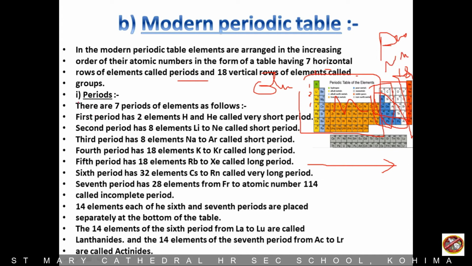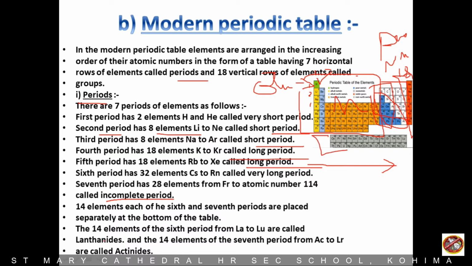Now next, in your period, what is it? I've told you guys that the first period is called the shortest period, a very short period. Why? Because you have only hydrogen and helium. Second period has 8 elements, lithium to neon, called short period. After that, another short period, then long period, longest period, and lastly your 7th period, which is called incomplete period. All right, 14 elements each of the 6th and 7th period are placed separately at the bottom.